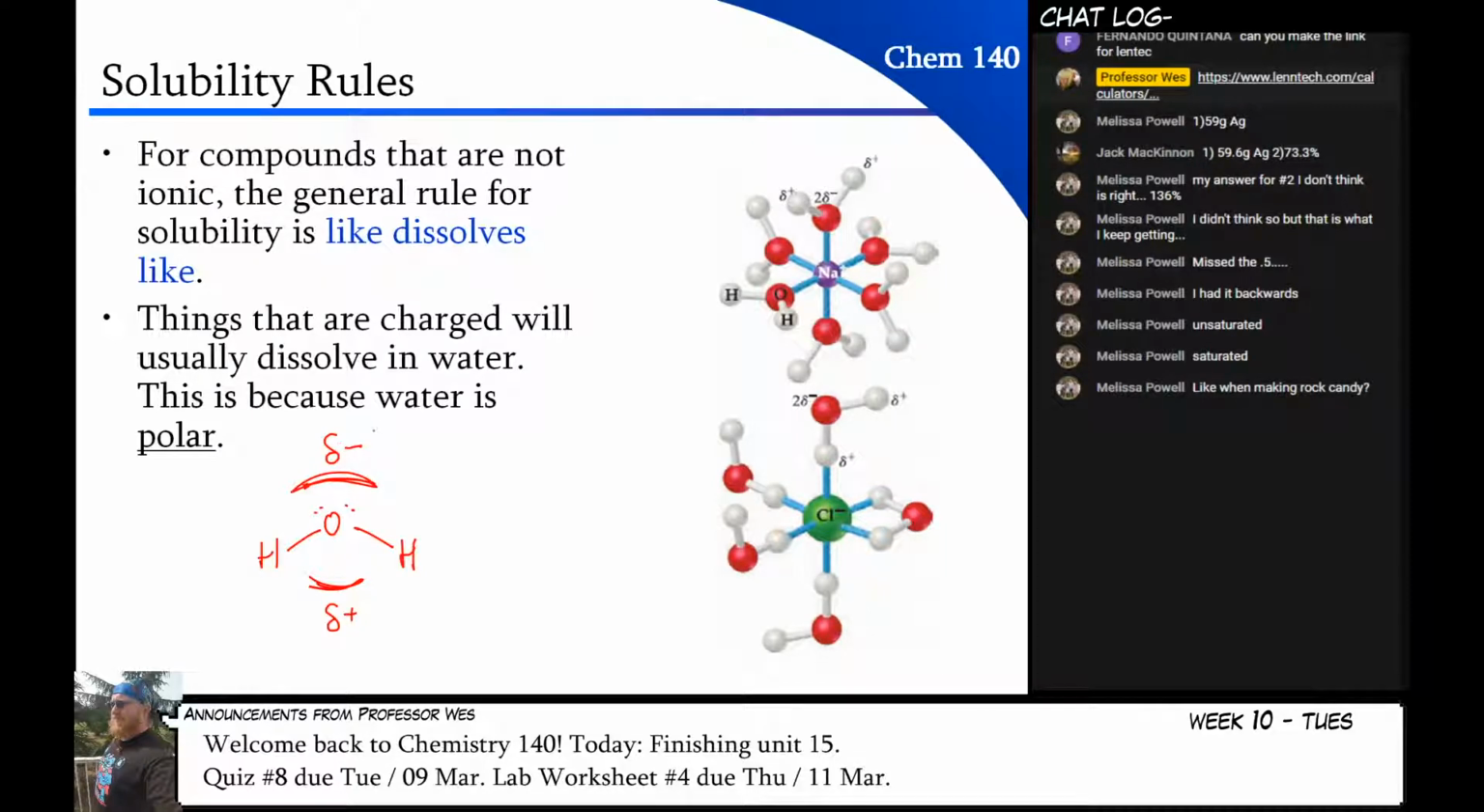Now, if I have something that's partially negative, it's going to be attracted to something that has a positive charge. That includes metal cations. So you can see that in the structure at the top there, the water molecules, all of their oxygen oriented toward the sodium ion.